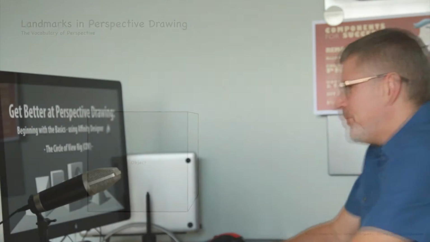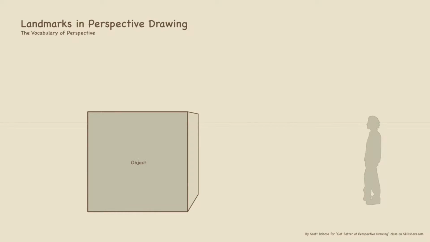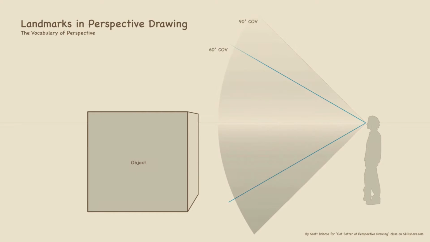Let me explain a bit more about the COV rig. To create a drawing in perspective, at minimum, I need to know what my primary object is and what the viewer's viewpoint is in relation to that object. I also need to understand how much of the scene can be taken in by the viewer.